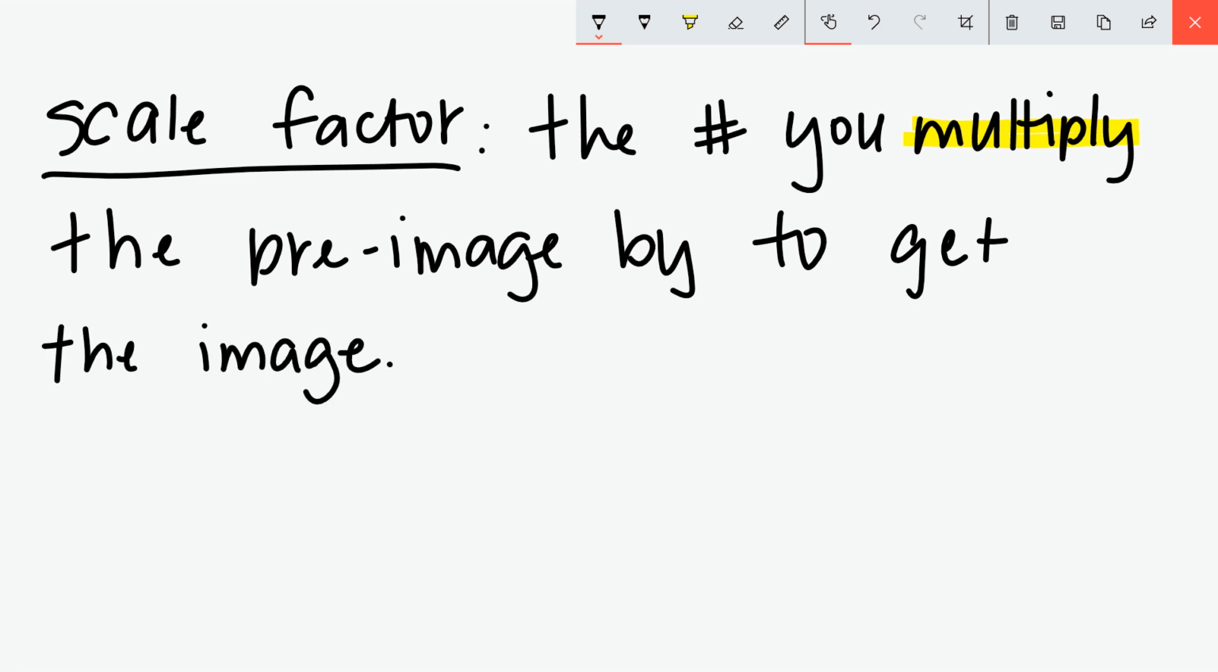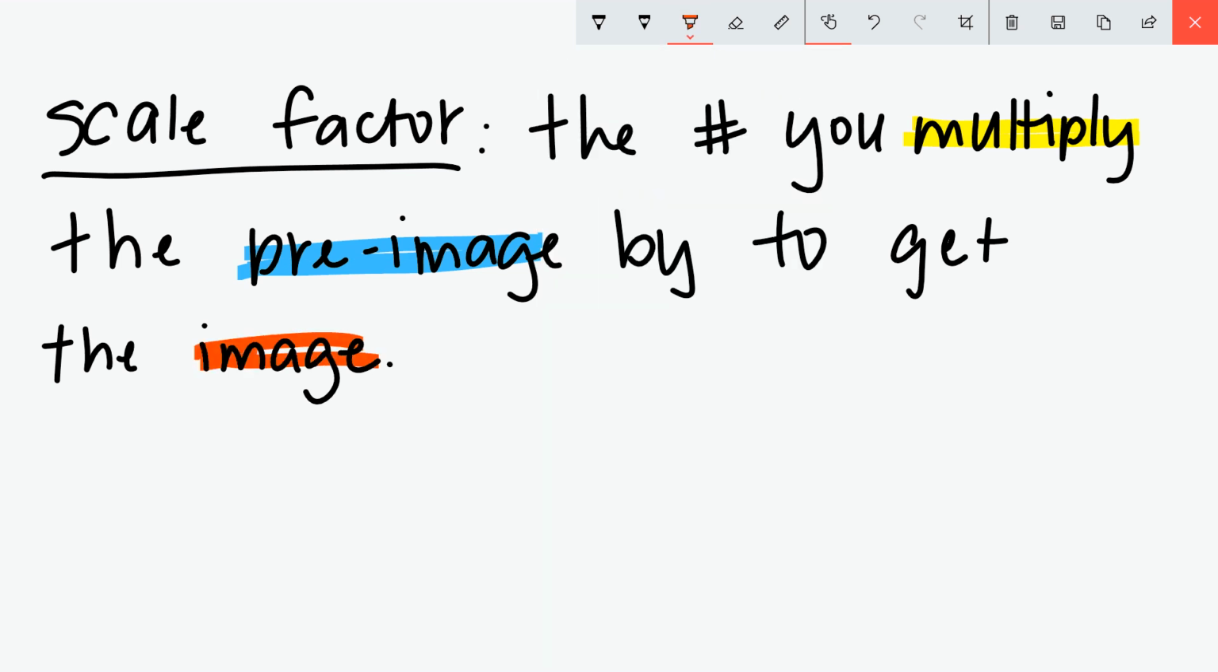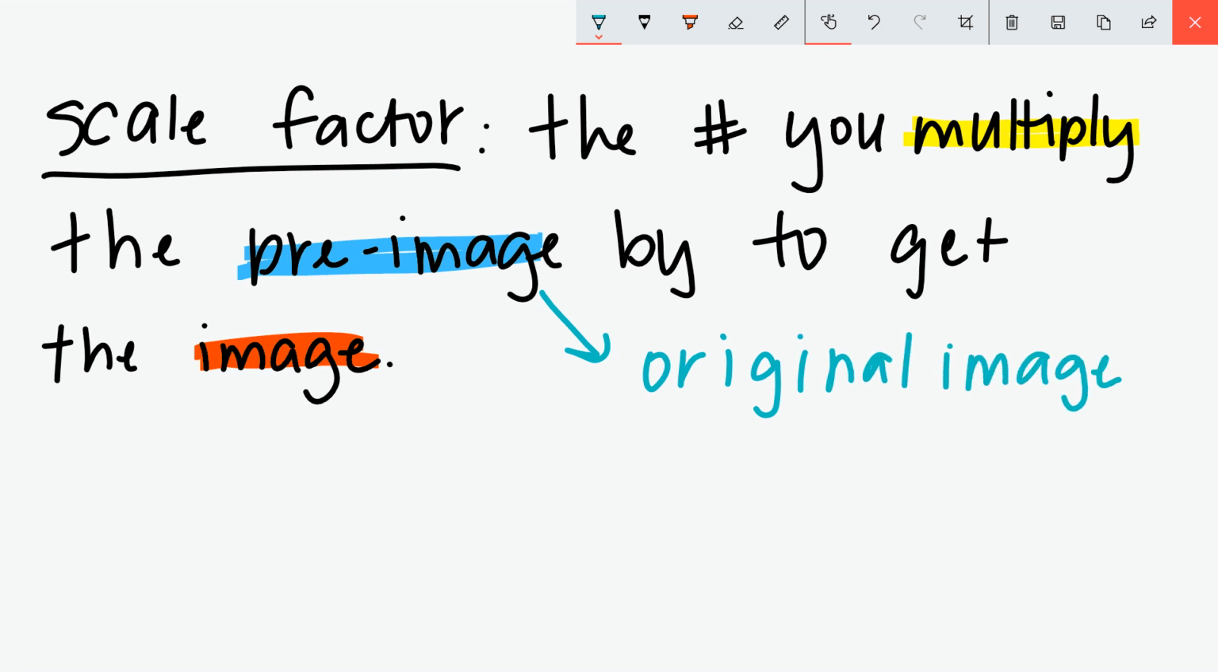Okay, so some vocabulary to back up on again. We've got preimage and image. Maybe you remember it, maybe not. So preimage is your original image, and image is your new image.